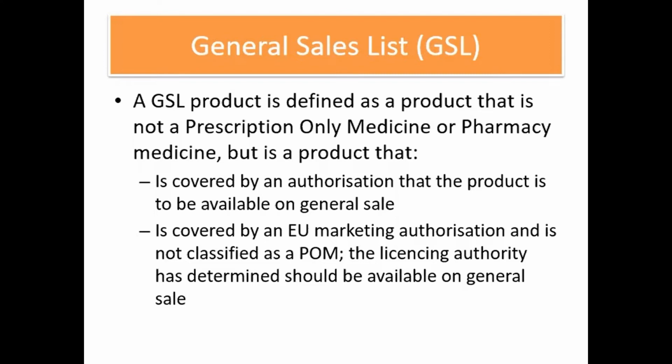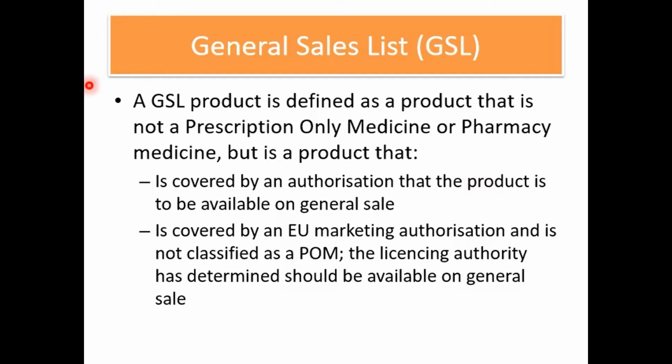So let's think about the general sales list, or GSL. A GSL product is essentially defined as a product that is not a prescription-only medicine, so that's a POM, or a pharmacy medicine, which is normally categorized as a P with a square around it. This is a product that's covered by an authorization that it is available on general sale.